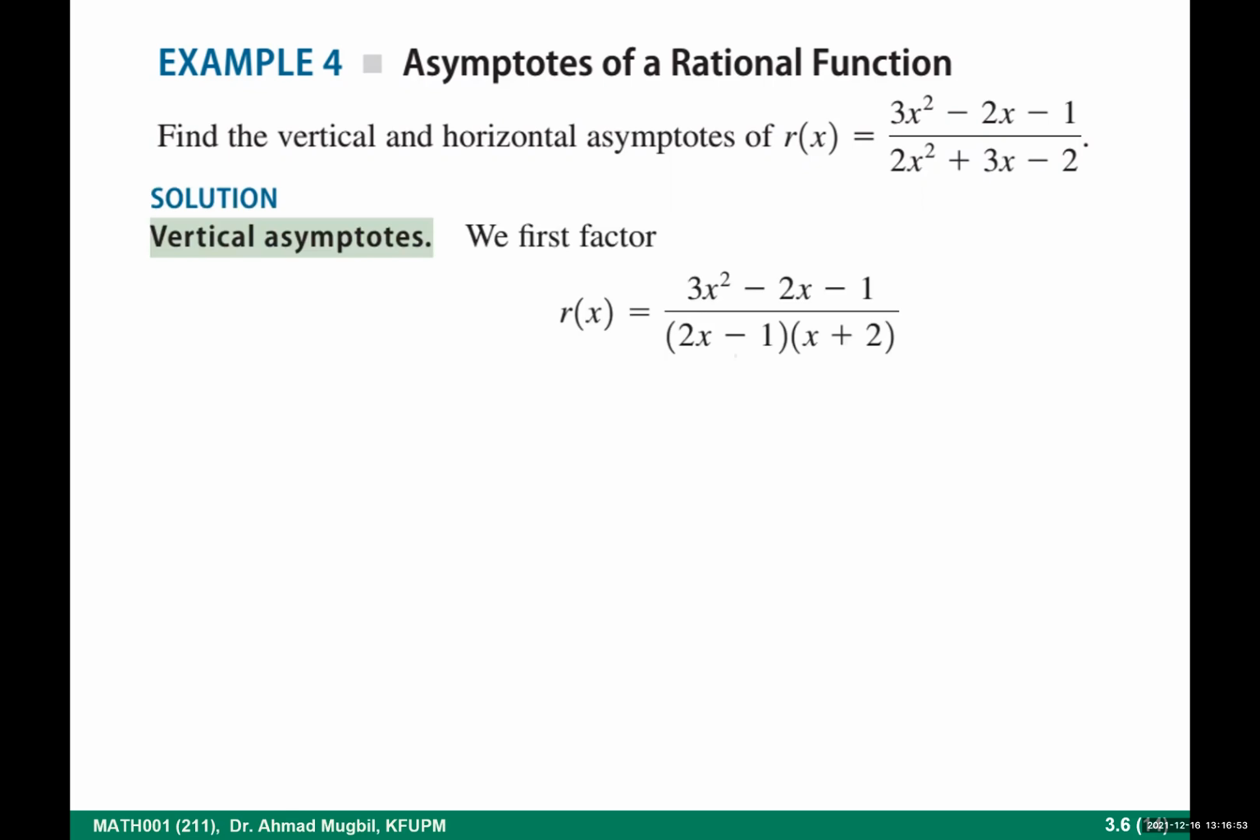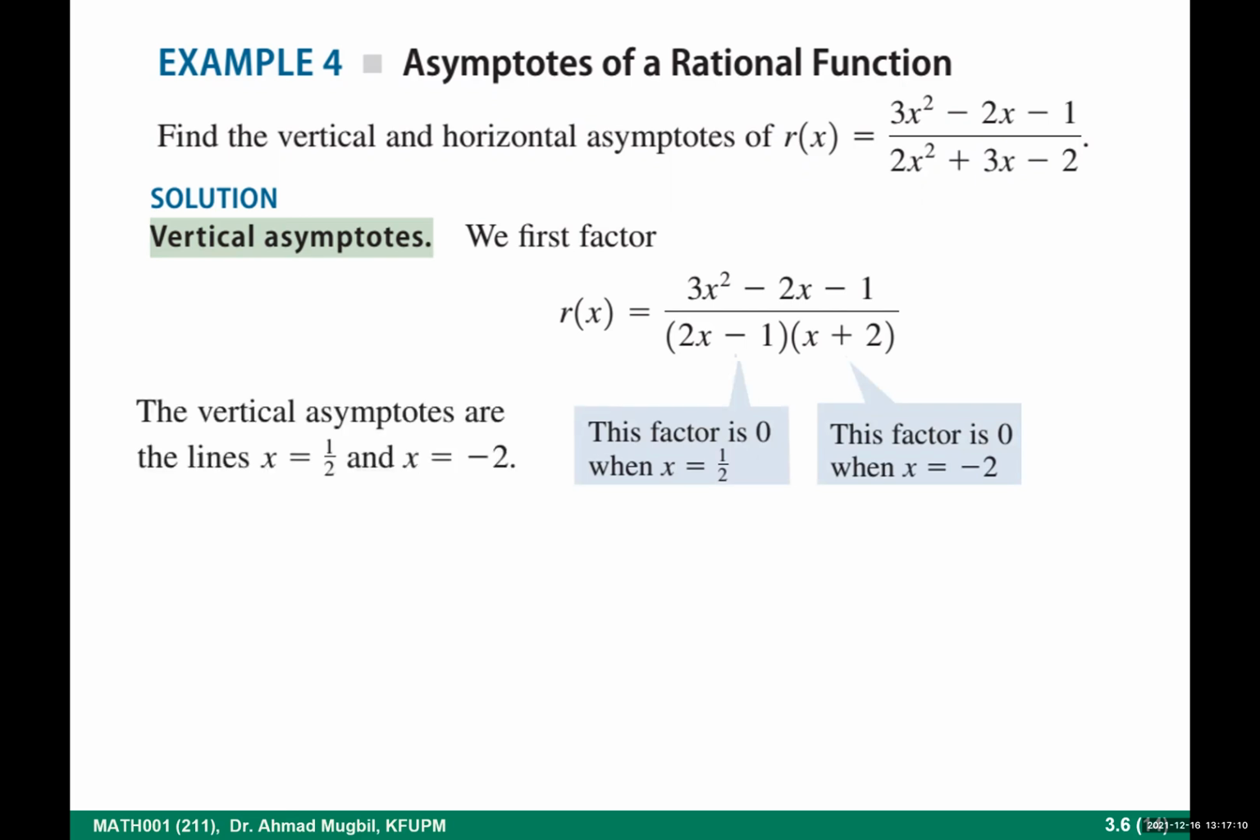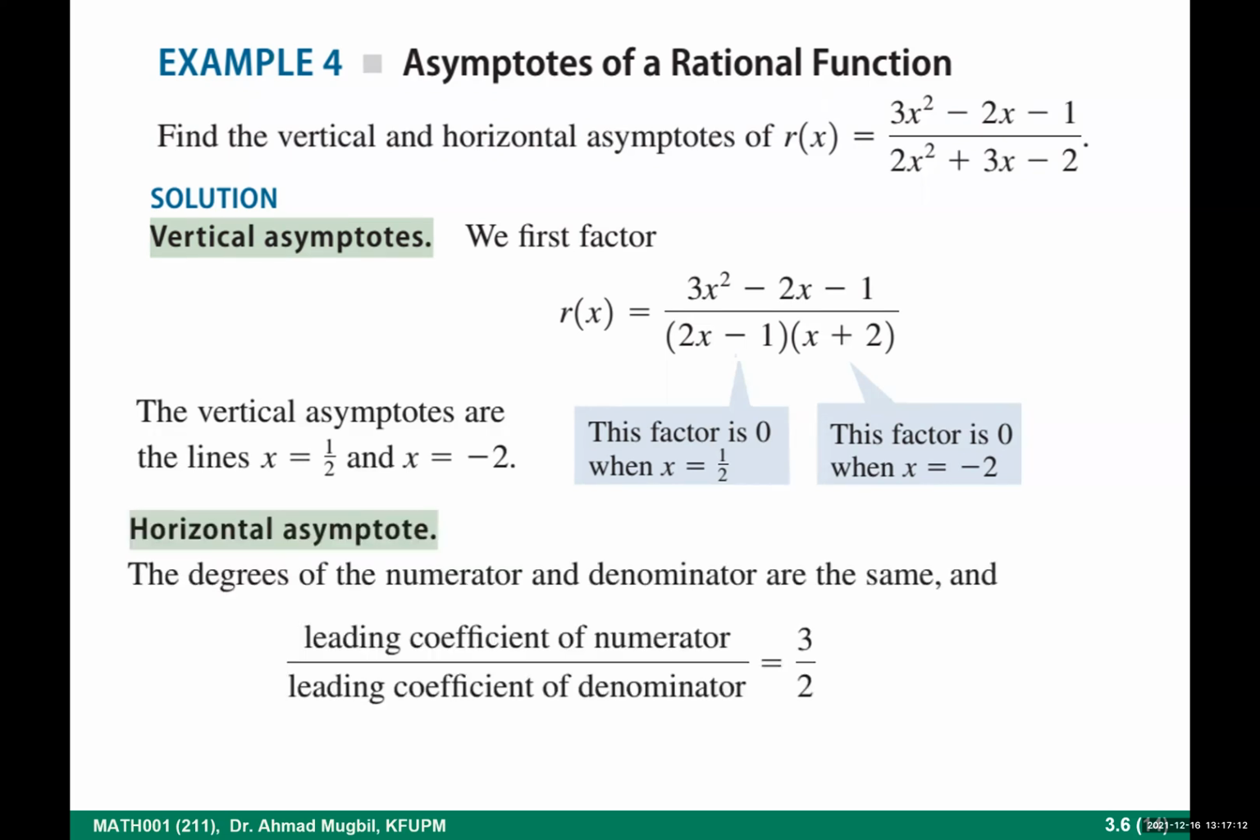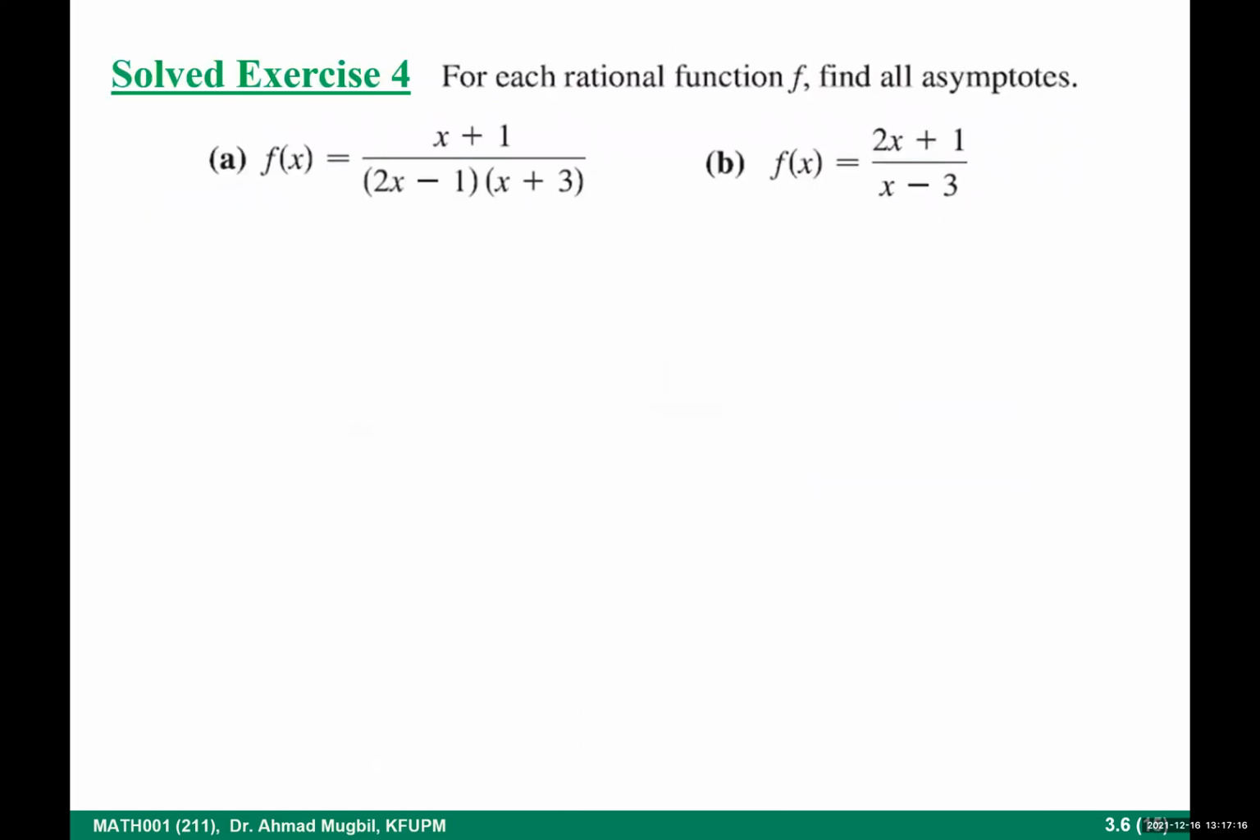To find the vertical, you need to do what? Factor. I advise you always to start with factoring and then do what you want to do. Here, we have 2 zeros of the denominator, x equals a half and x equals -2. These are the vertical asymptotes. For the horizontal, you already mentioned it. It is the line y equals 3 over 2.